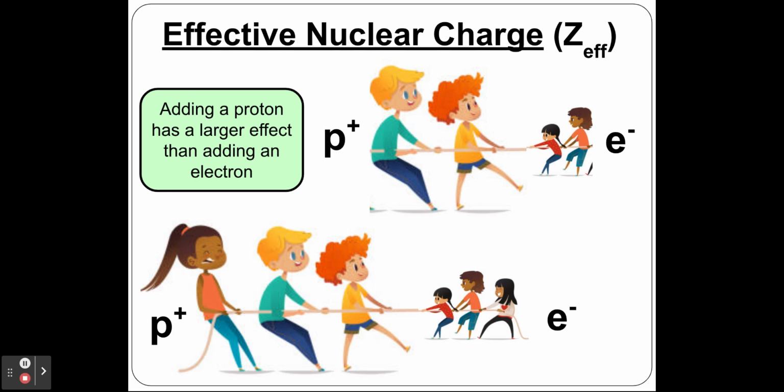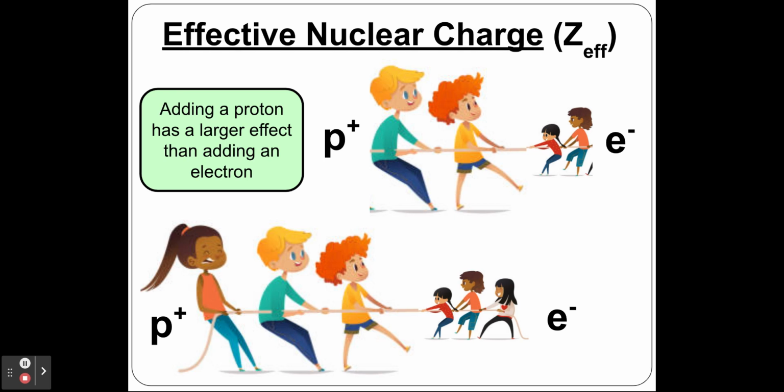When we're talking about effective nuclear charge, every time we add a proton, we also add an electron to balance the charge in our neutral atom. When we add a proton, that's going to have a larger effect than adding an electron into the valence shell. When we add an electron into the valence shell, there is going to be some repulsion because negatives repel each other. That has somewhat of a shielding effect, but it's not a big deal compared to the proton's attractive force, right? So adding a proton is going to have a larger effect than adding a valence electron.